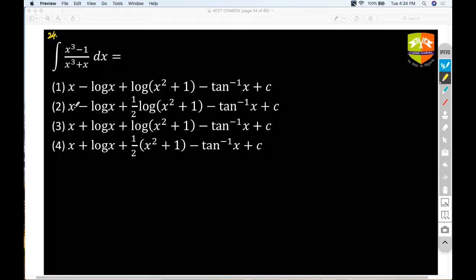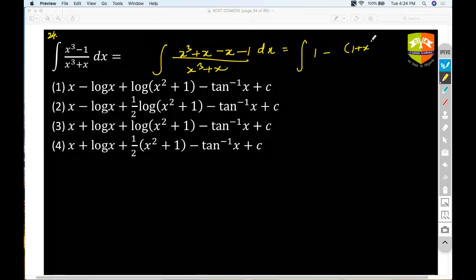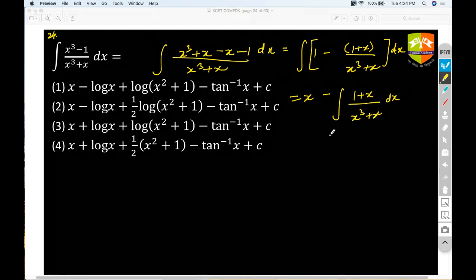So mostly people are going for option 2. Okay, so let's discuss this. I can write this integral as (x cube plus x minus x minus 1) by (x cube plus x), right? So this gives me the integral of 1 minus (1 plus x) by (x cube plus x) with respect to x. This one will integrate to x, no doubt about that. And let's spend some time integrating this x cube plus x term.